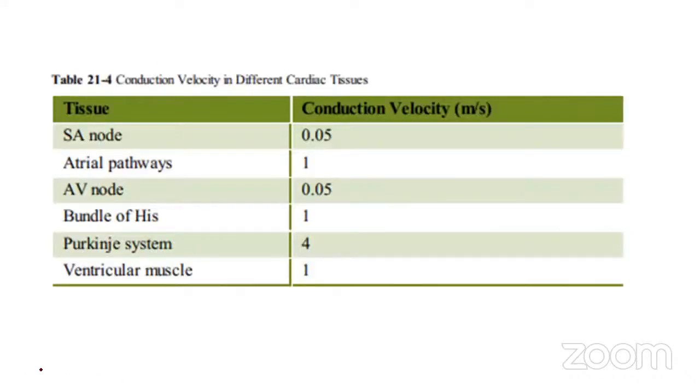This is the table showing conduction velocity. The minimum conduction velocity is in the SA node and AV node, and the maximum is in the Purkinje fibers, at 4 meters per second.